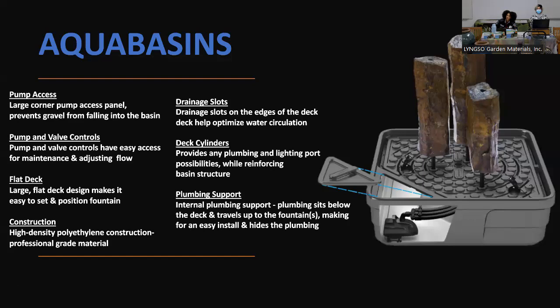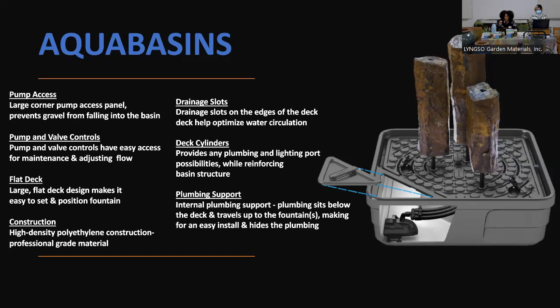The basins that we provide here are Aqua Basins from Aquascape. These basins have a lot of different areas that make it convenient for both installation and access. On the bottom left-hand corner, there's pump access. That has a panel that prevents gravel from falling into the basin. There's also a gap right in the corner of the panel access of the basin where you can run any electrical cords through, for example, if you were adding lighting.